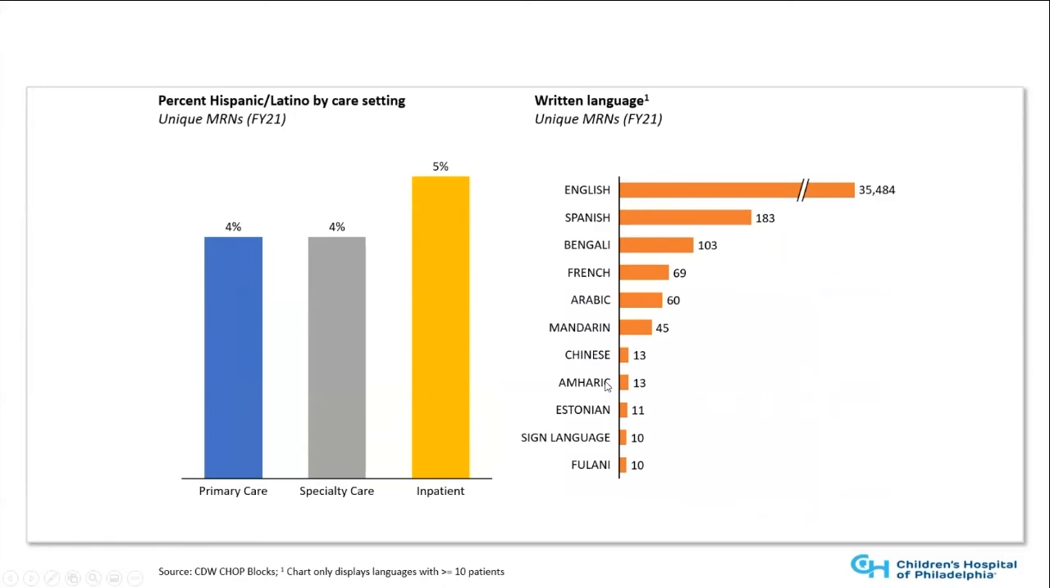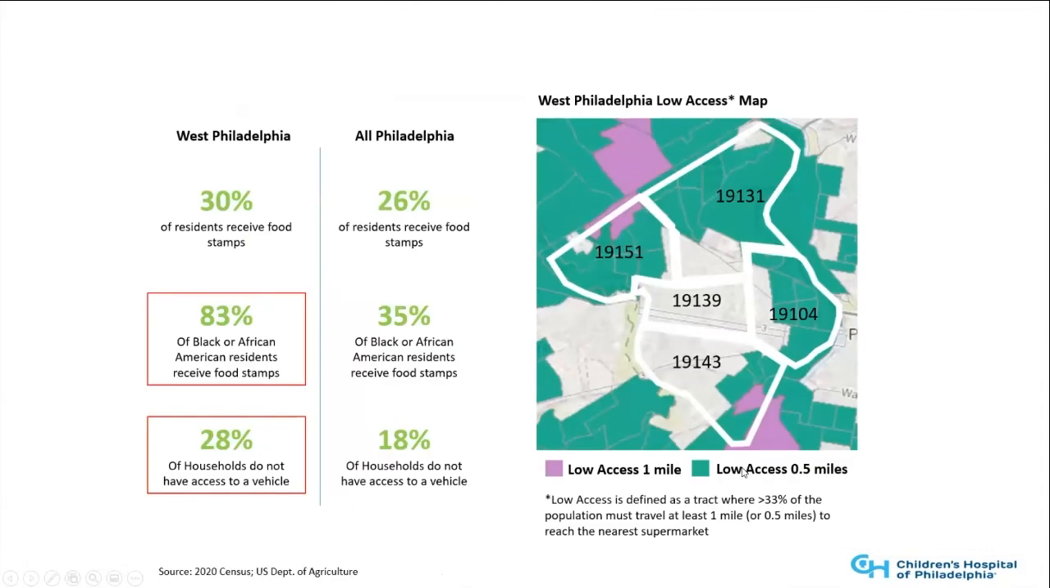And then if you look at Hispanic and Latino, you can see in West Philly, and this is all West Philly, I should say, very few people speak any language other than English. And that's important to inform us as we focus on West Philly. We need to understand what languages we need to be sensitive to.